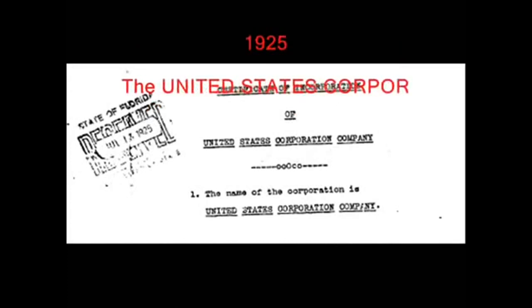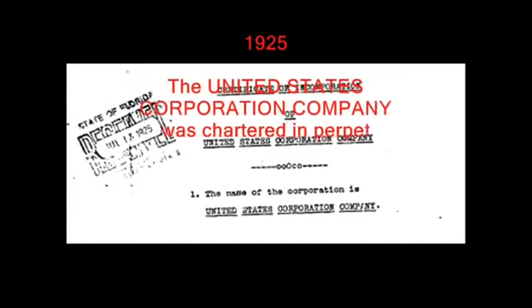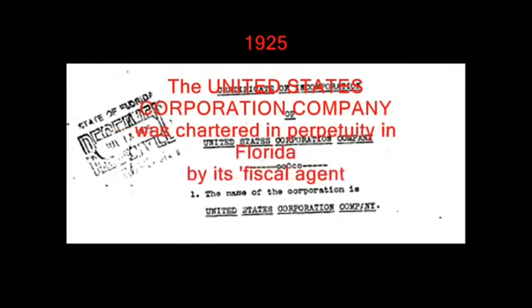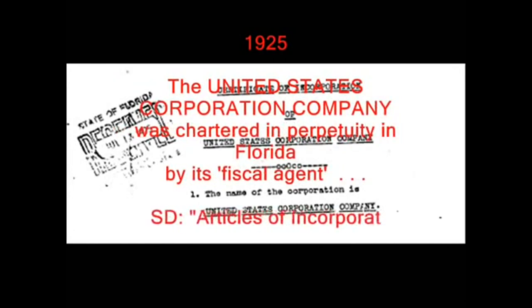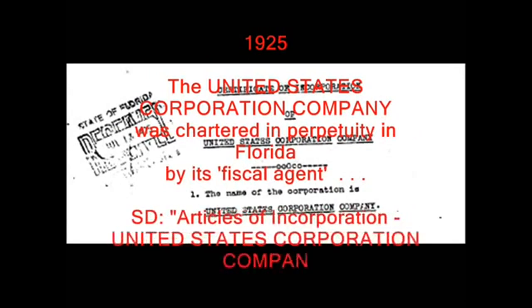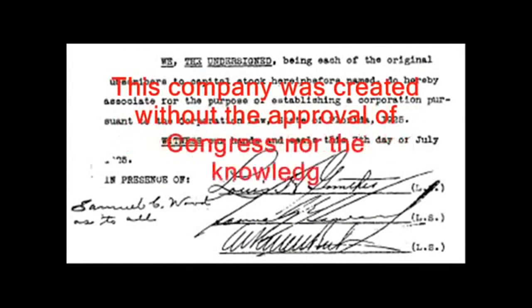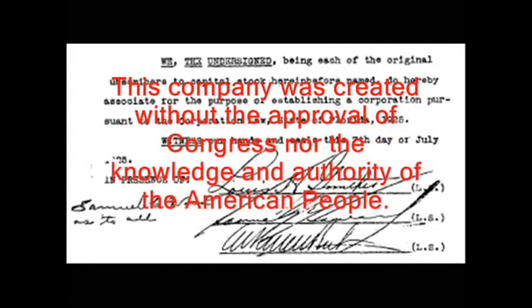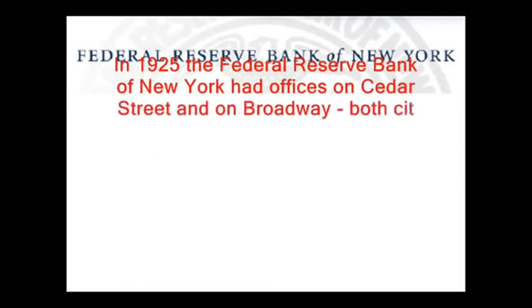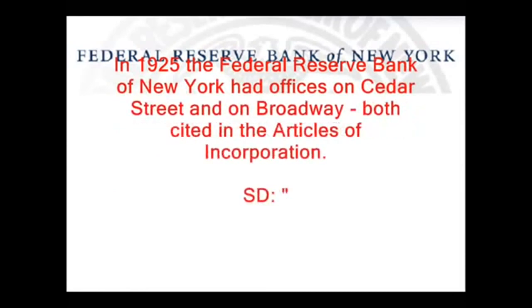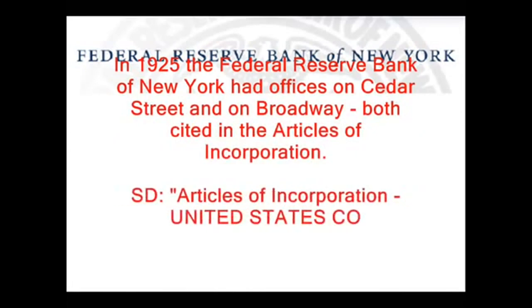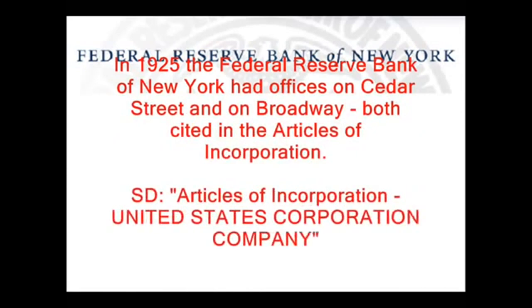1925. The United States Corporation Company was chartered in perpetuity in Florida by its fiscal agent. Source document, Articles of Incorporation, United States Corporation Company. This company was created without the approval of Congress, nor the knowledge and authority of the American people. Note, in 1925, the Federal Reserve Bank of New York had offices on Cedar Street and on Broadway, both cited in the Articles of Incorporation.